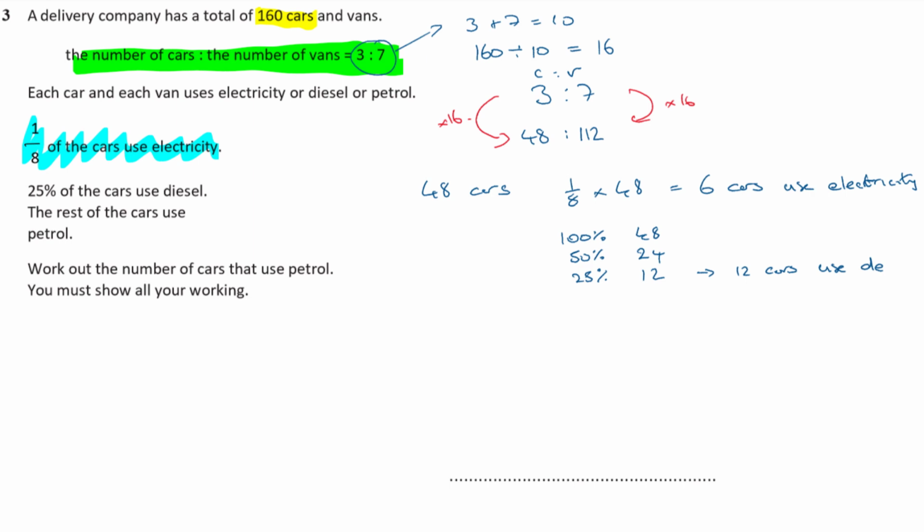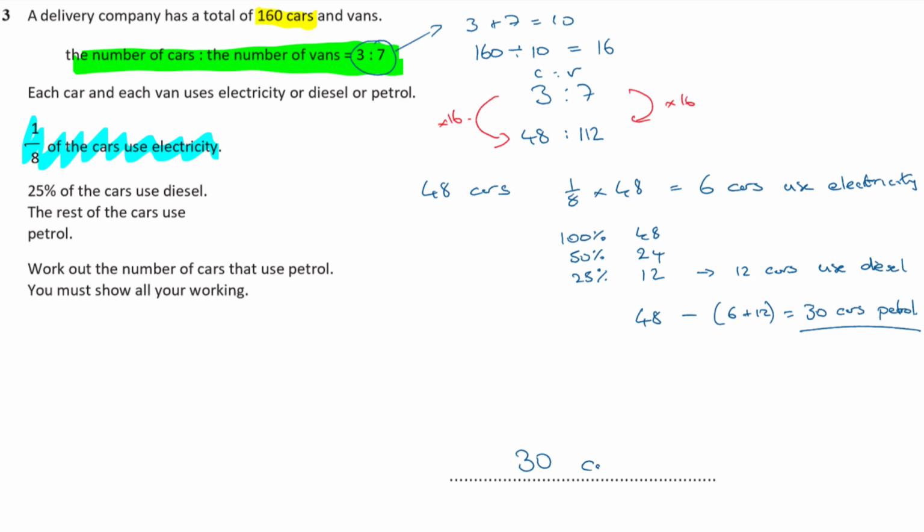So we're getting there. Diesel. Can't spell diesel. The rest of the cars use petrol, so what's left? Then 48 minus 6 plus 12. The remainder of the cars must be using petrol. So 6 plus 12 is 18. Take away from 48, that's 30 cars are petrol. So what's the question? Work out the number of cars that use petrol. It's going to be 30 then, isn't it?